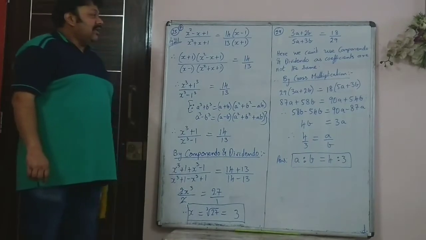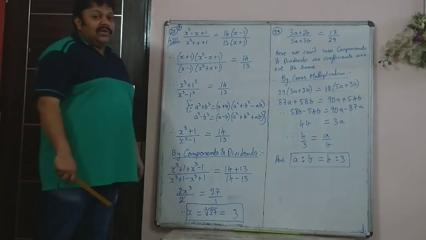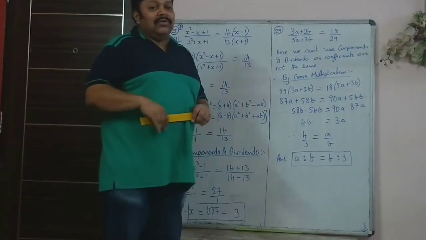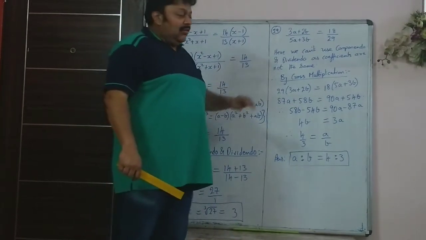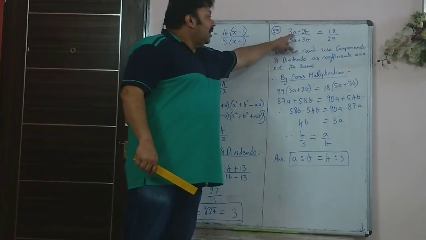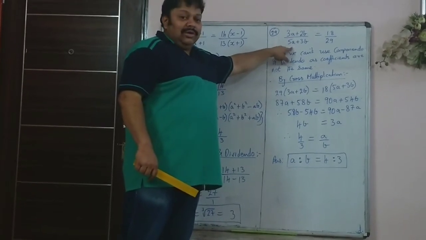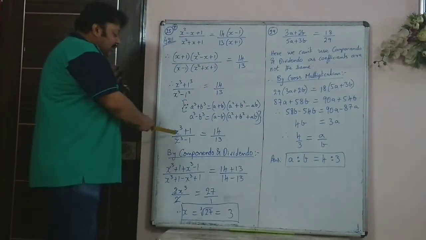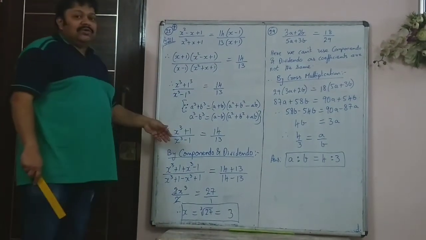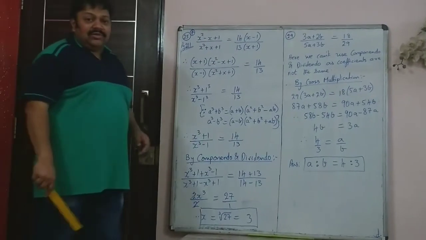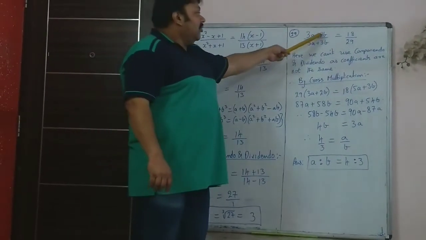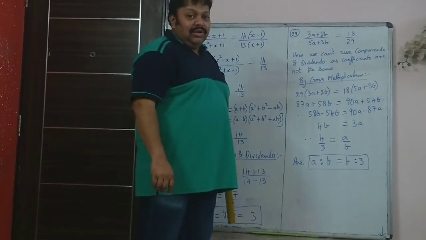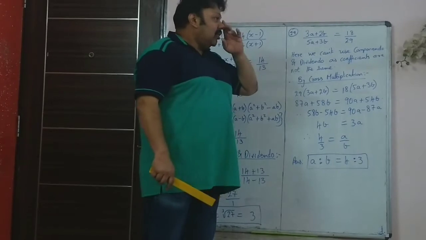Now the 29th sum, actually when you see the sum, you should immediately come to know that it is not componendo dividendo, you can't use it. Why? Because here you have 3a, here it is not 3a, it is 5a. So componendo dividendo can only be used where the coefficients of x and the other term are the same. Here it is not. Same way on numerator it is 2b and denominator is 3b. So here you can't use componendo dividendo.